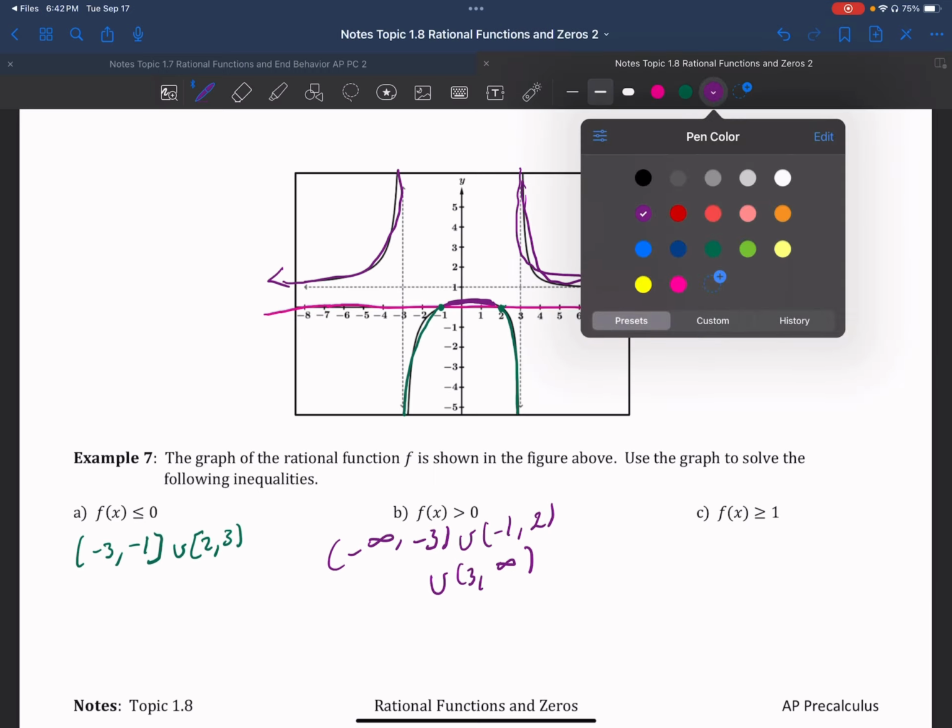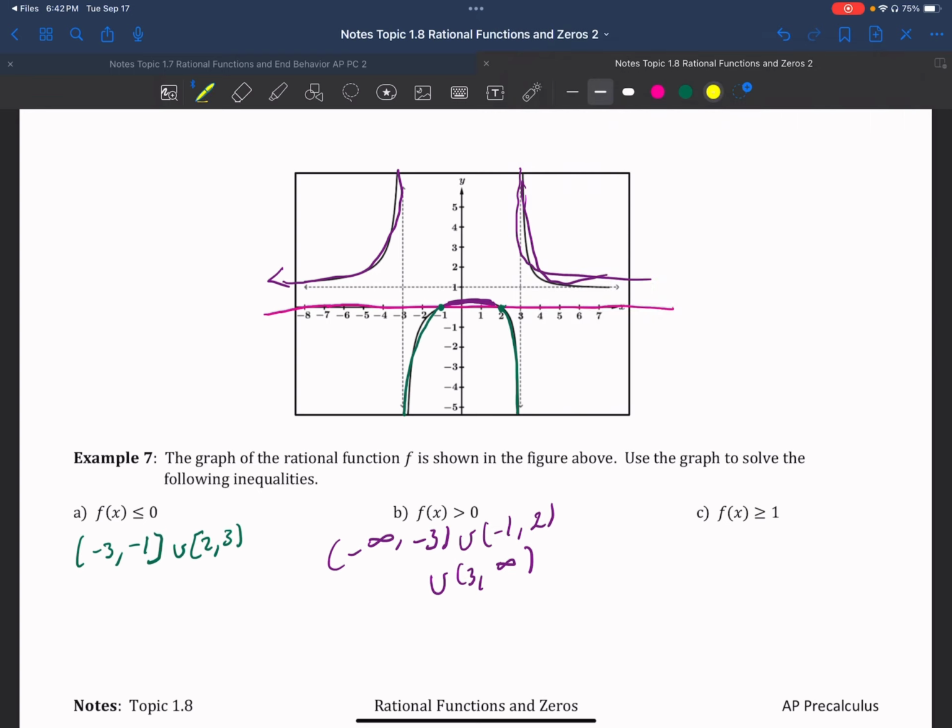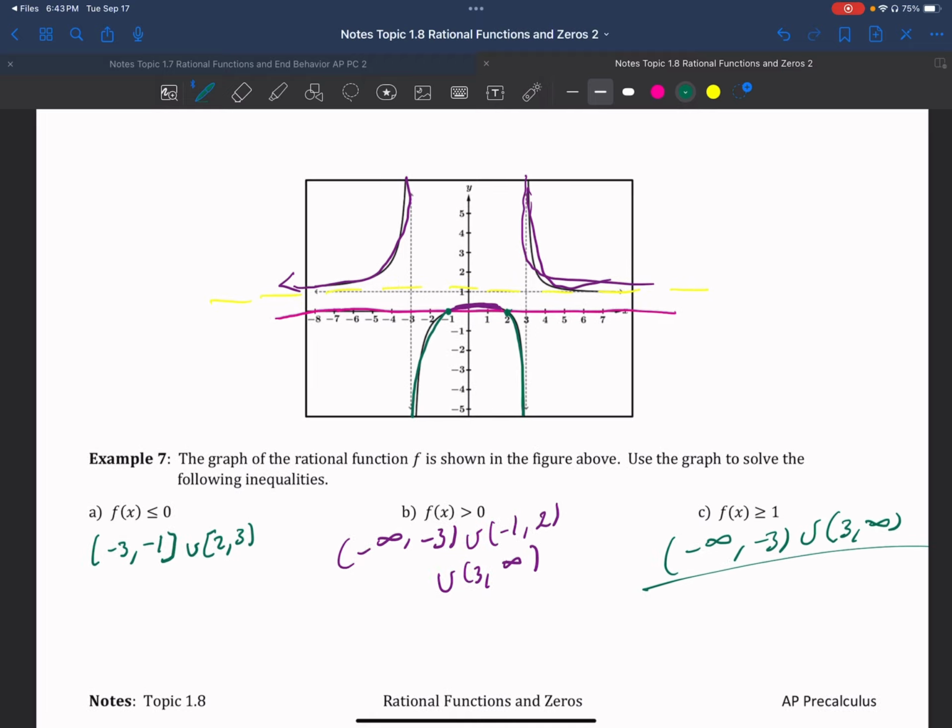For the last one, I'm looking for f of x greater than or equal to 1, so I'm going to put this yellow line here, and all I care about is anything above that yellow line. Well, I can see that I have this purple line and this purple line. This one is below it, so that one is not going to be counted, so it's going to be kind of similar to B. For this one, I'm going to start at -infinity and stop at -3, and then union 3 all the way to infinity. I didn't want to put it in yellow because then you won't be able to see it.